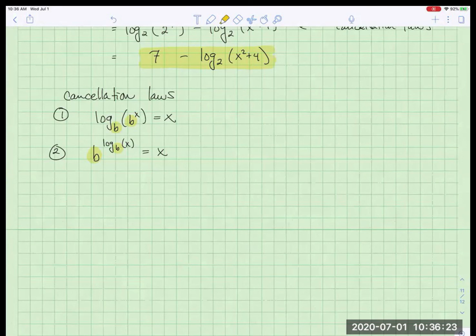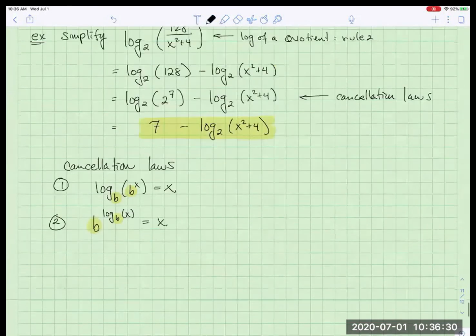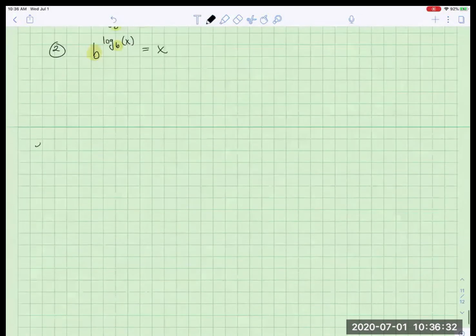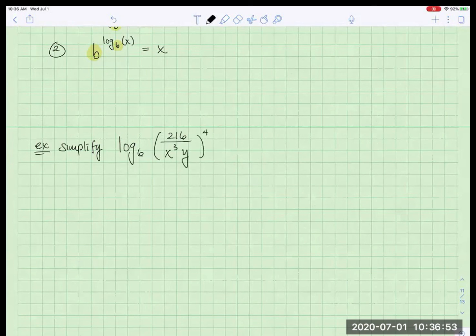So let's take a look at another example. Simplify log base 6 of 216 over x cubed times y, all raised to the 4th power.